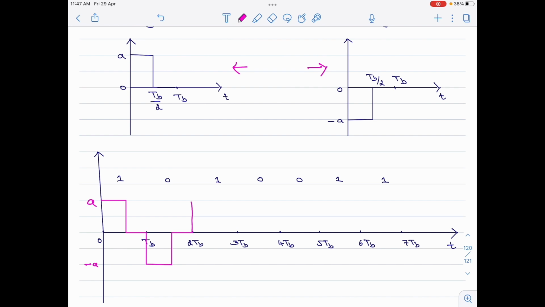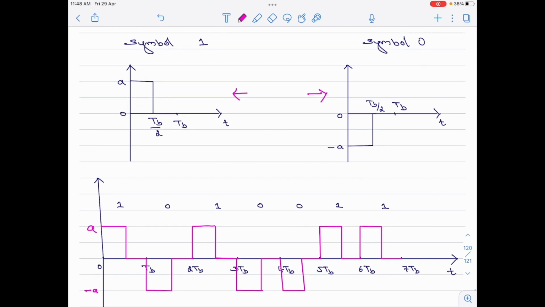So, bit 1 is represented by a pulse of duration TB by 2, and for the remaining half of the bit duration, it is 0 volts, and bit 0 is represented by a pulse of duration TB by 2, but amplitude minus A, and for the remaining half of the bit duration, we transmit 0 volts. Right. This is the waveform for the given binary data in terms of polar return to 0 signaling scheme.